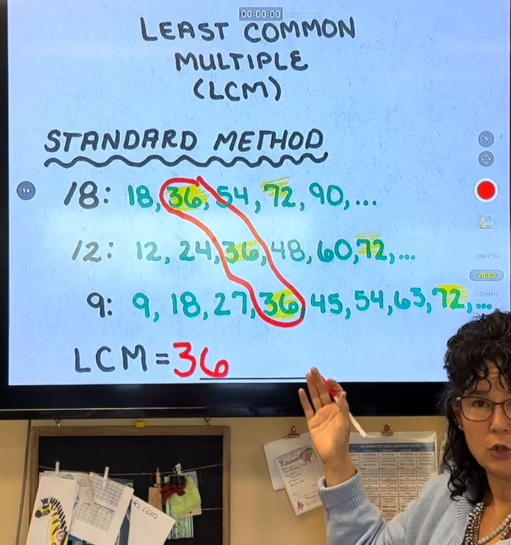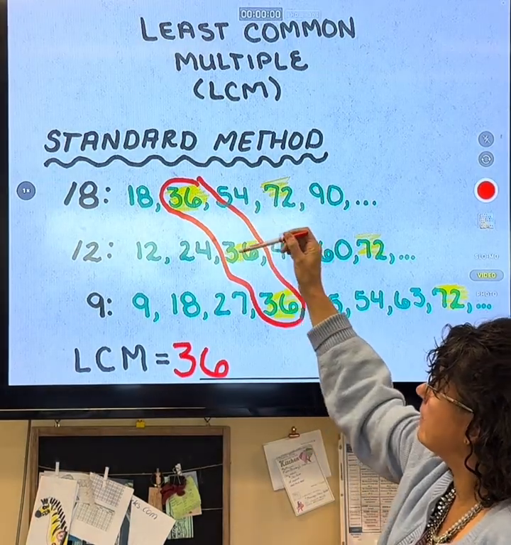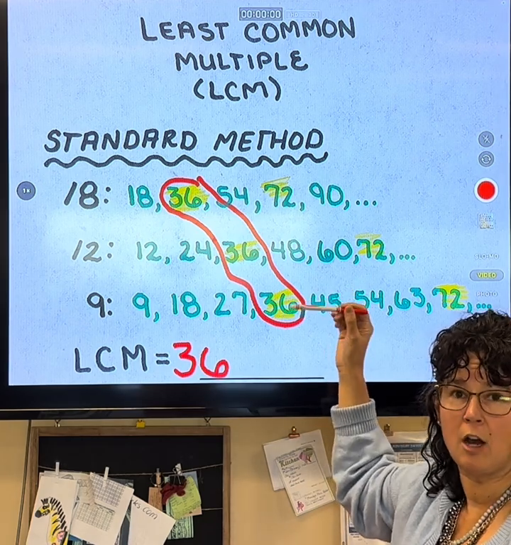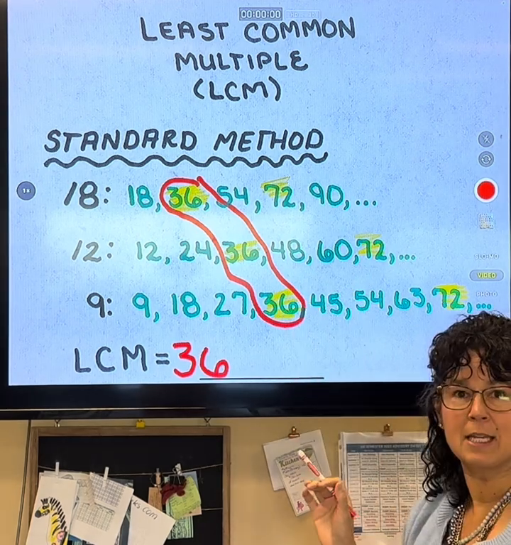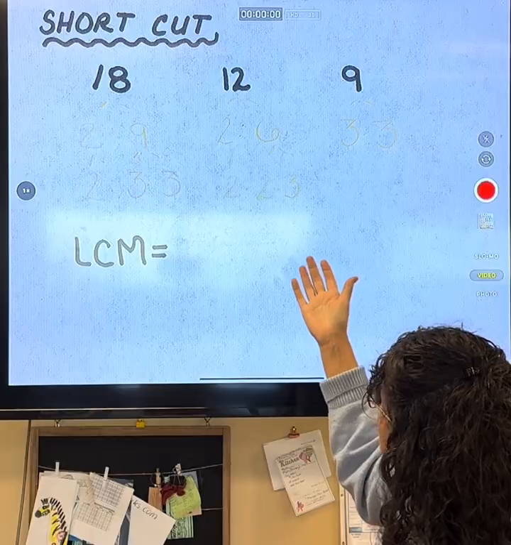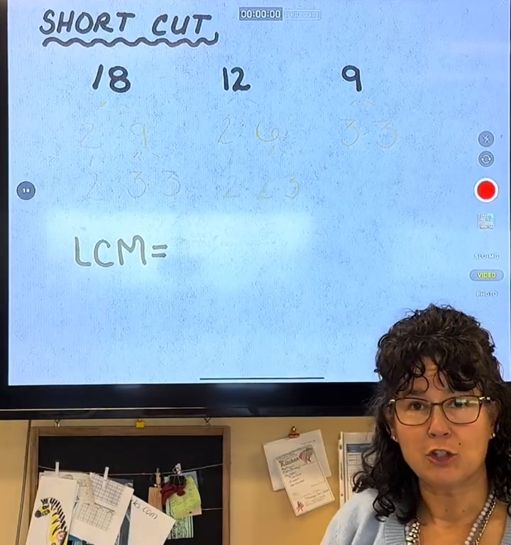Next, I'm going to show you a shortcut because sometimes the very first number that they all have in common takes a long time to get to. To use the shortcut, we're going to make factor trees.